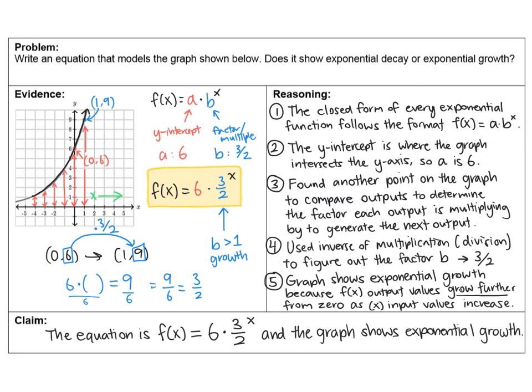I also want to highlight some of the key words that I use in my reasoning that let me know I'm about to explain why I decided to do something. So: "A is 6," "to determine the factor," "to figure out the factor," because all of these words are used to justify why I decided to do a certain operation or how I came to a certain conclusion about the numbers.